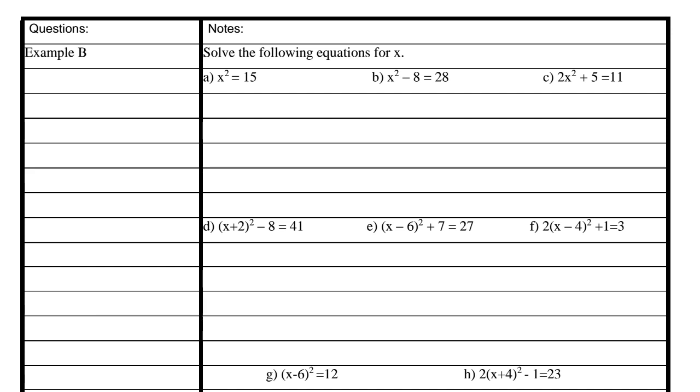Now we want to get rid of that squared because we want x to be alone. And so remember we talked about how squaring something is the opposite of square rooting it.